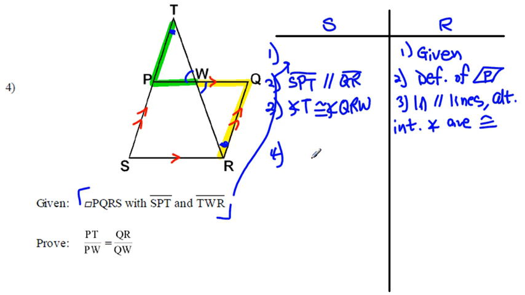Now, once again, we see the vertical angles here. So angle PWT is congruent to angle QWR. Because vertical angles are congruent.